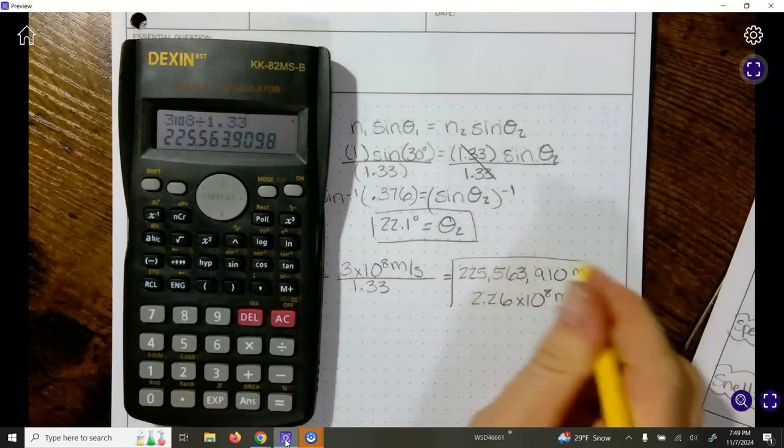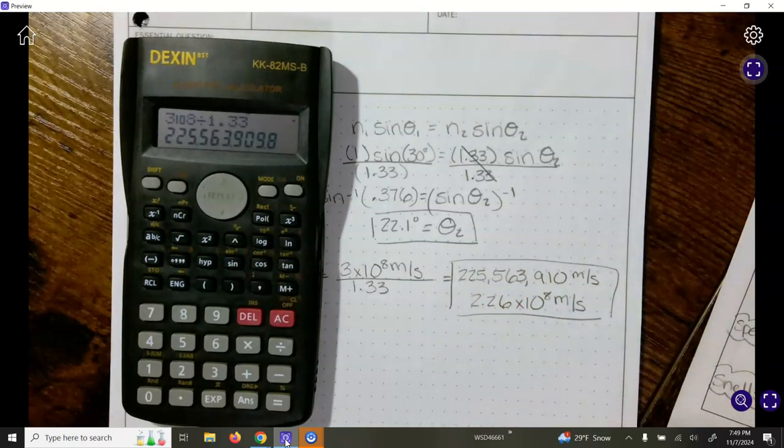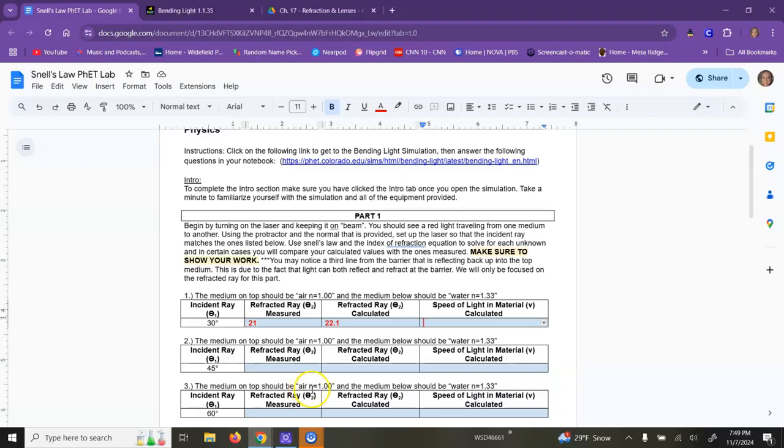Both of these are correct answers. You can type either of them in. Either of them works for your answer for number 1. So again, if I typed in 225,563,910 meters per second, that is still the correct answer. We could even put our commas in there and make it look nice and neat. Still the correct answer for the calculated speed of light in that material. And again, that's for water.